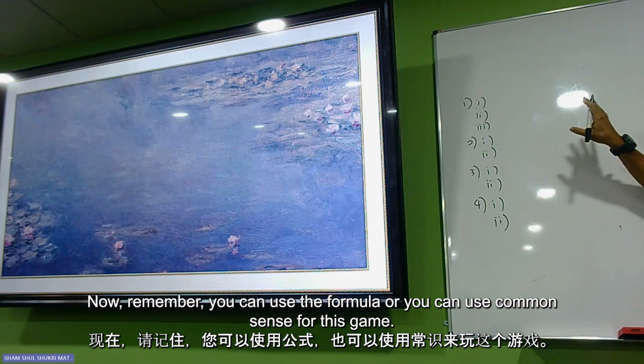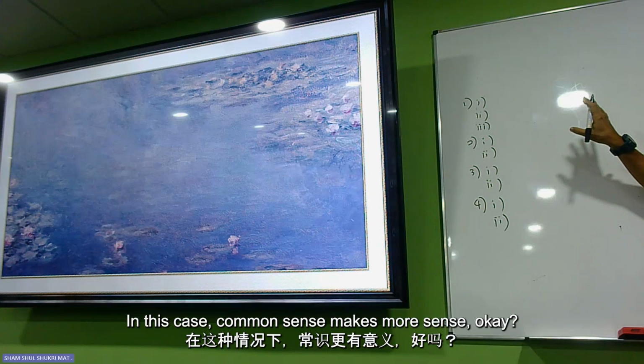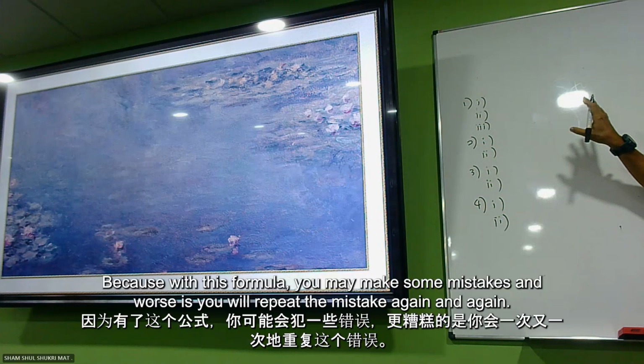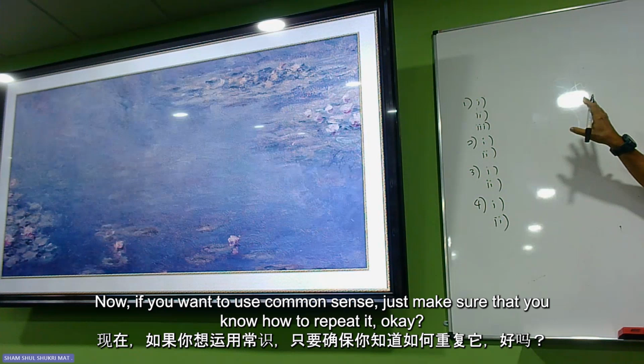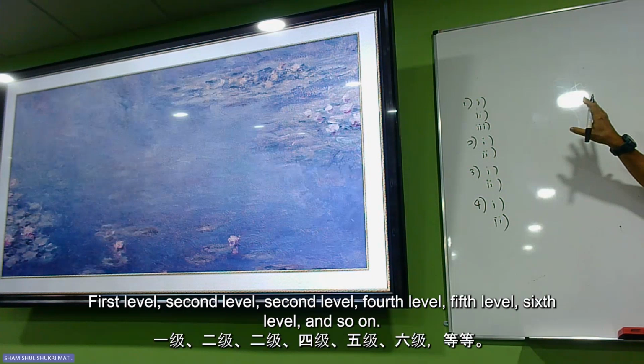Now remember, you can use a formula or you can use common sense for this. In this case, common sense makes more sense. Because if you use a formula, you may make some mistake, and worse is you will repeat the mistake again and again. Now, if you want to use common sense, just make sure that you know how to read this. First level, second level, then you have third level, fourth level, fifth level, sixth level, and so on.